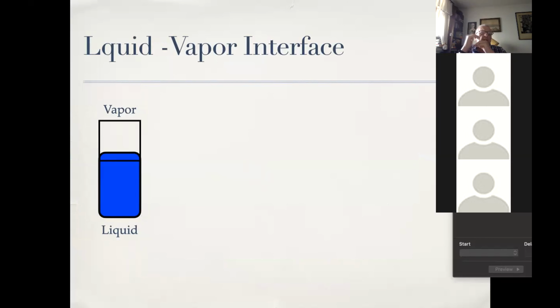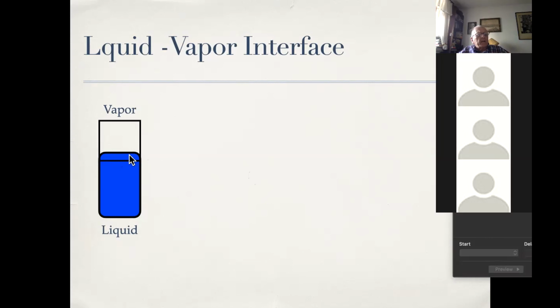We have a liquid, and above the liquid, if the liquid is put in a container in the gravitational field, it is easy to see the situation: the liquid, which is heavier, is on the bottom and the vapor, which is lighter, is on the top. And the region in between the liquid and vapor is called the liquid-vapor interface.